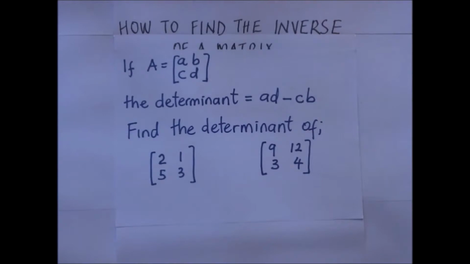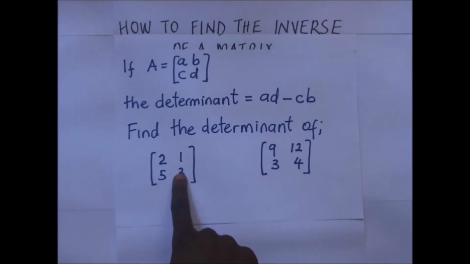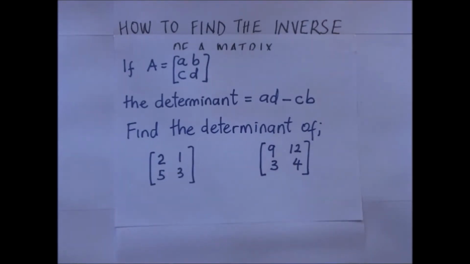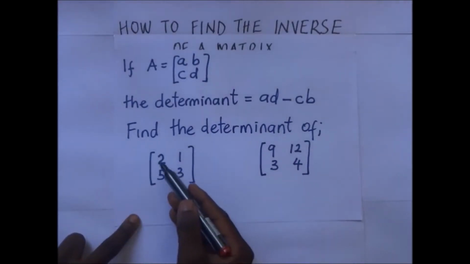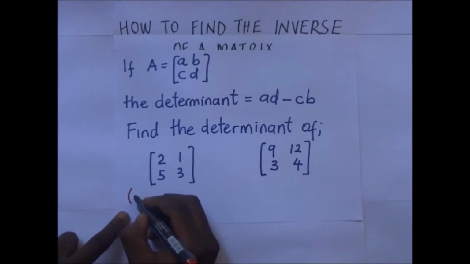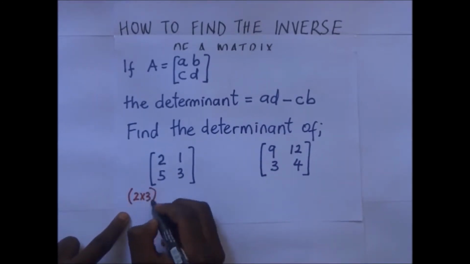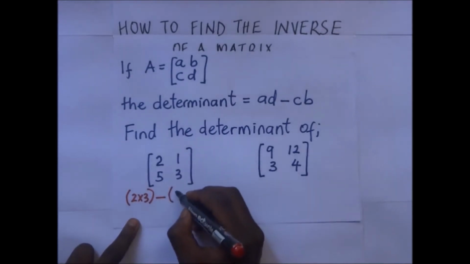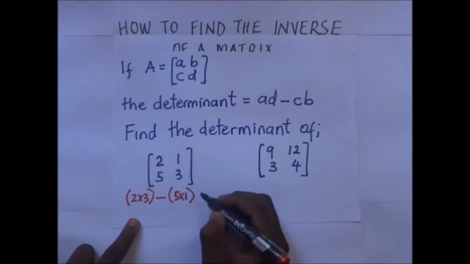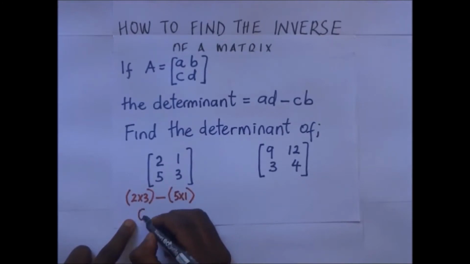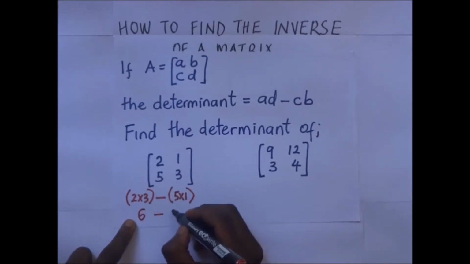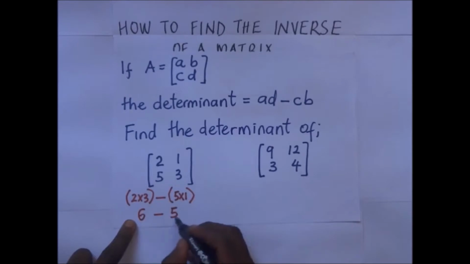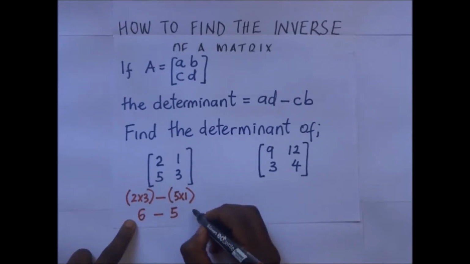We are being required to find the determinant of this and the determinant of that matrix. So let's get the determinant of this matrix. To find the determinant of this matrix, we are going to get the elements in the main diagonal. In the main diagonal here we have 2 and 3. So it's going to be 2 times 3 minus 5 times 1. 2 times 3 is 6 minus 5 times 1, which is 5. So the determinant here is 1.